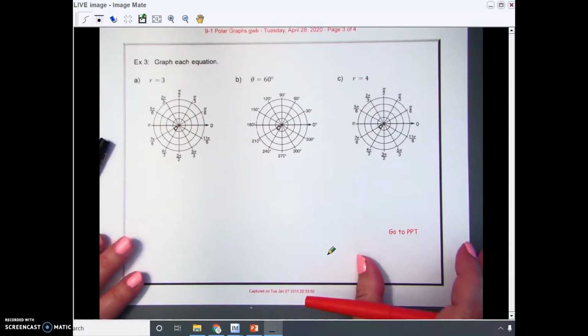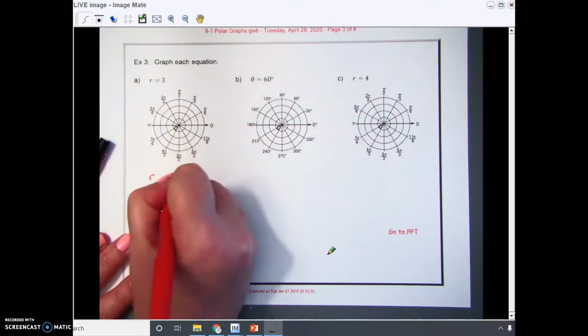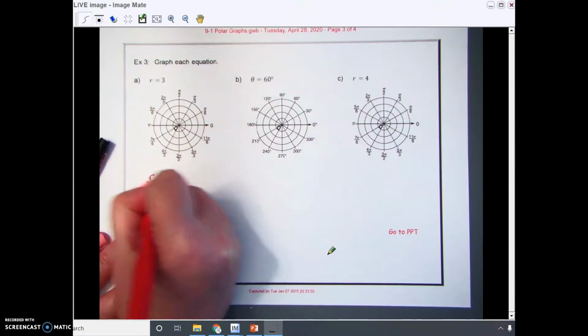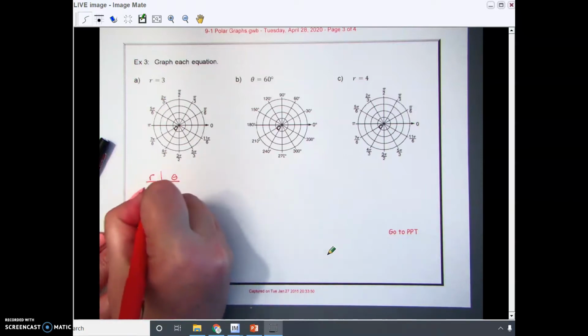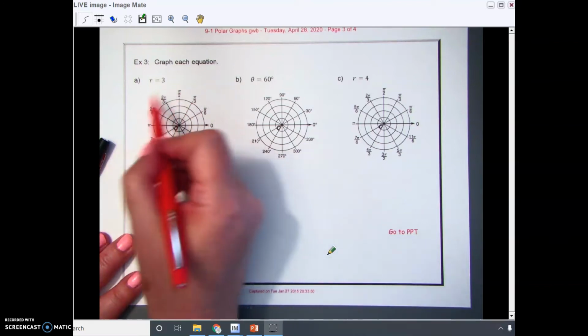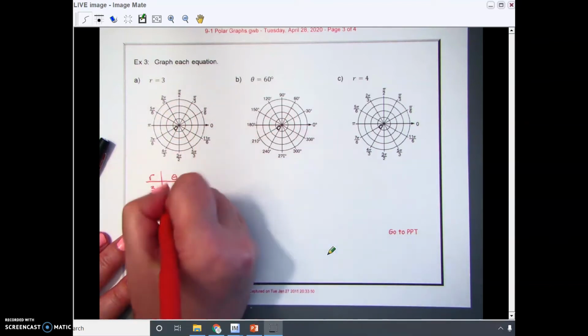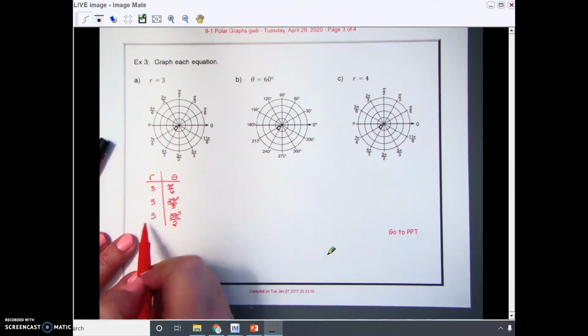So on paper, this is saying no matter what theta is, r is equal to 3. So if you wanted to, which you don't have to, we could do what's called an r theta chart instead of an xy chart. And so r is going to be 3 no matter what theta value I pick. Now notice on this graph, they did it in radians. So we could say things like pi over 6, we could say 2 pi over 3, we could say 3 pi over 2, and all of them are going to have a radius of 3.